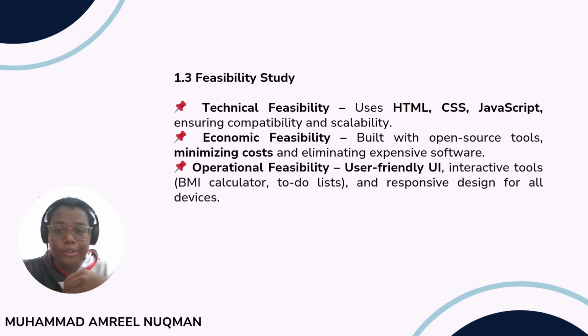The last one is 1.3 feasibility study. Technical feasibility: use HTML, CSS, JavaScript, ensuring compatibility and scalability. Economic feasibility: built with open source tools, minimizing cost and eliminating expensive software. The last one is operational feasibility. User-friendly UI, interactive tools, BMI calculator, to-do list, and responsive design for all devices.